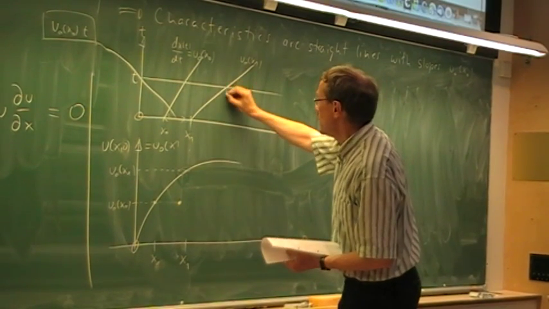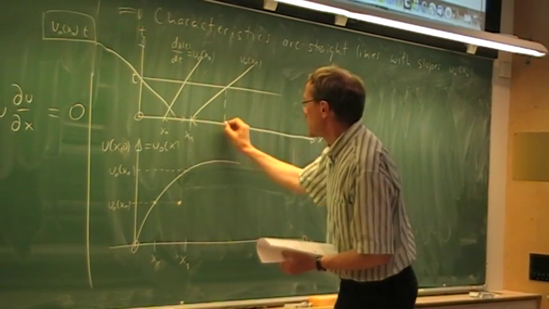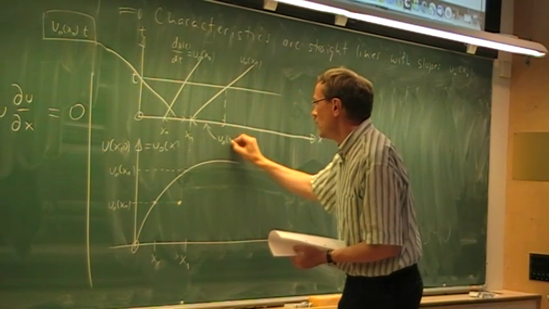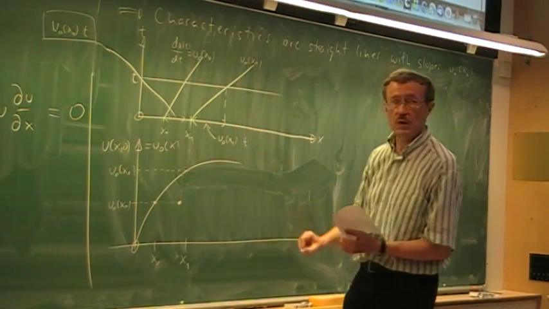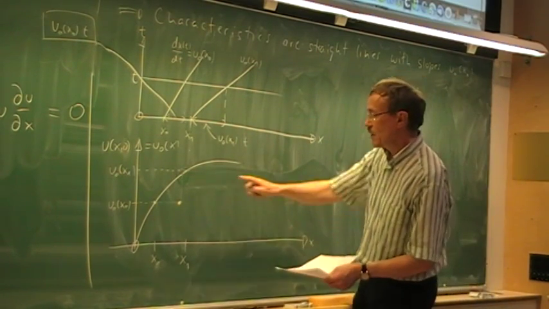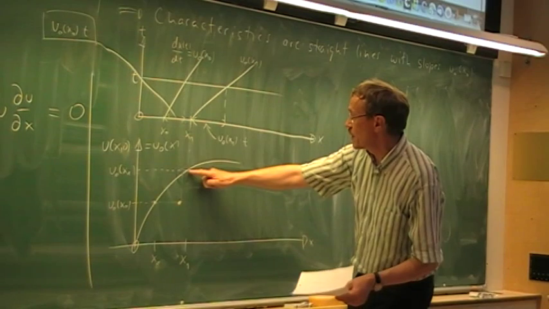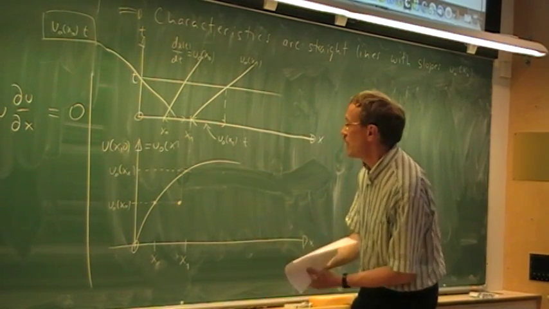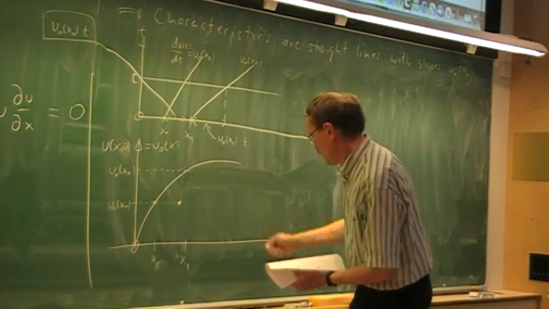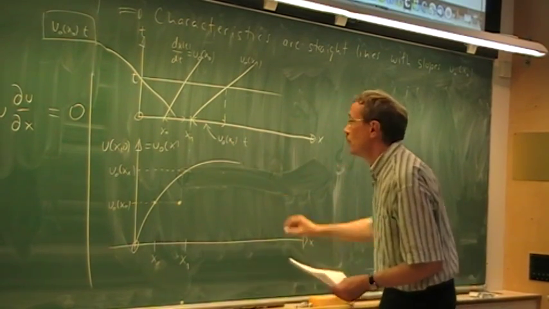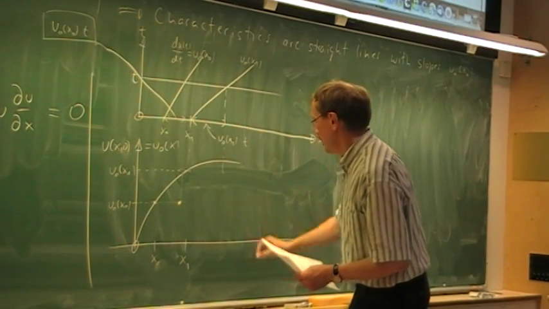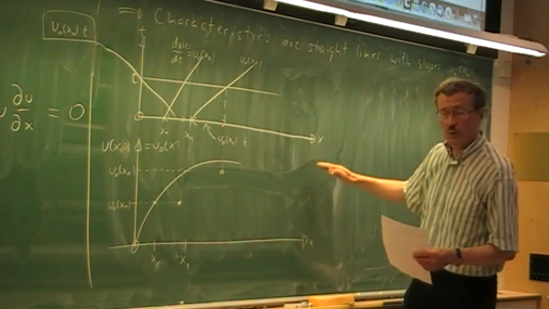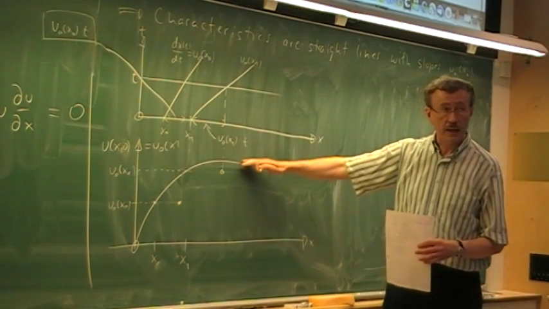So this point here, and this distance that it has traveled, this distance here will be the u0 of x1 times the time. So that means this has traveled with the same velocity, because the velocity is constant on the characteristic, up to here. So it has the same velocity. So you see everything is shifted to the right, and the higher the velocity is, the more.